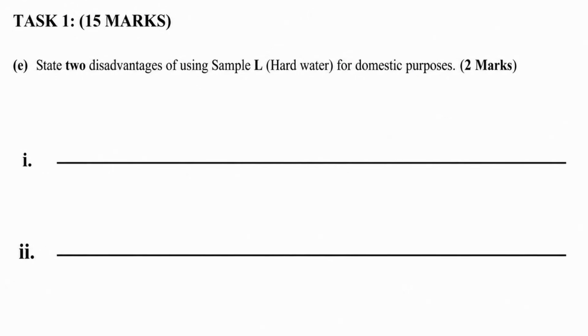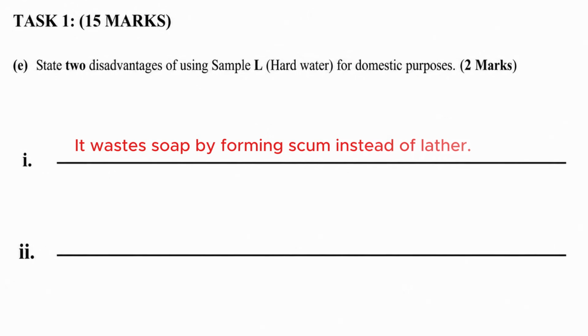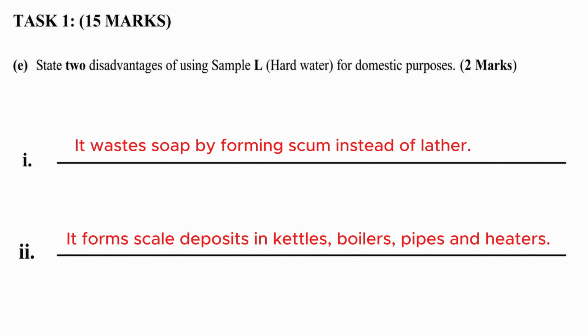You see, the disadvantage is that it wastes soap because it forms scum instead of lather. Number 2, it forms scale deposits in kettles, boilers, pipes and heaters. Other disadvantages include that it leaves clothes dark or stained after washing. So using it for domestic purposes can damage appliances and materials that we use at home.